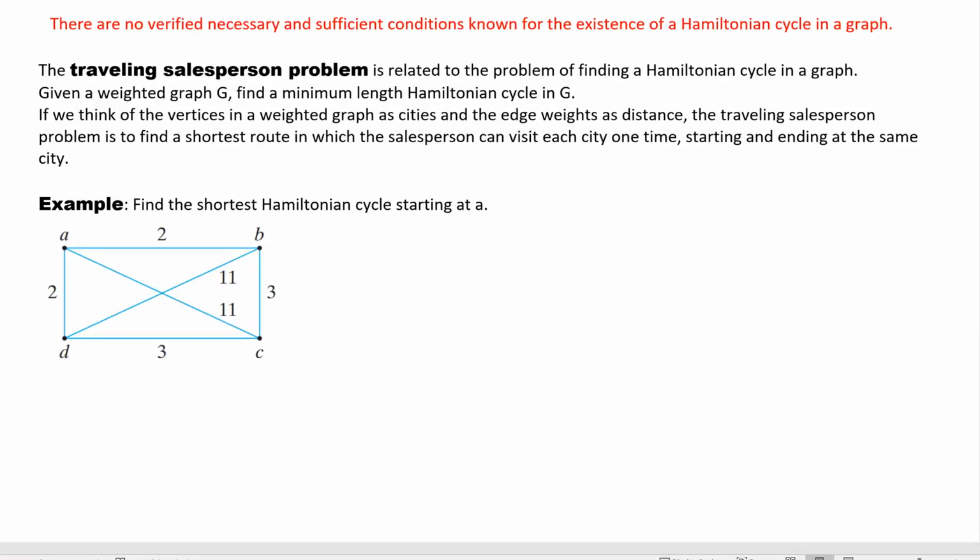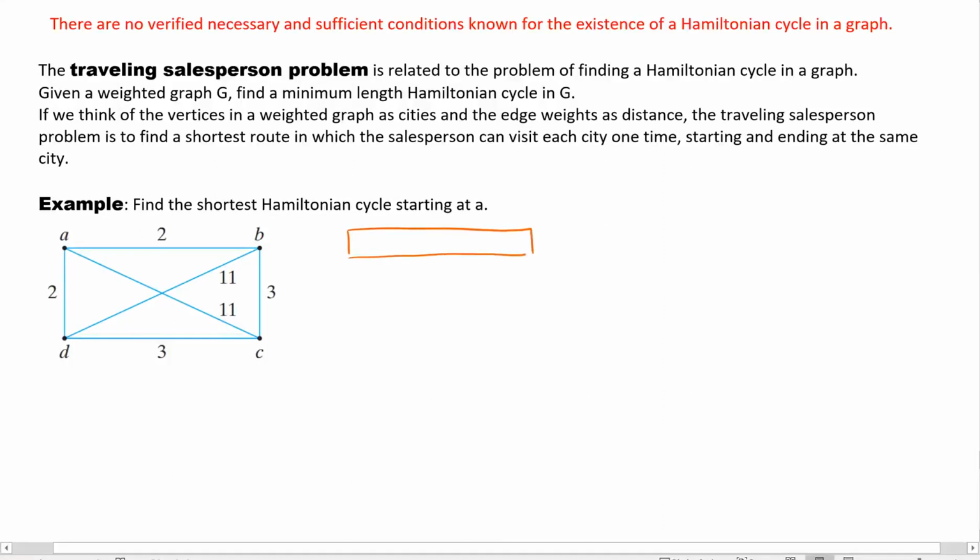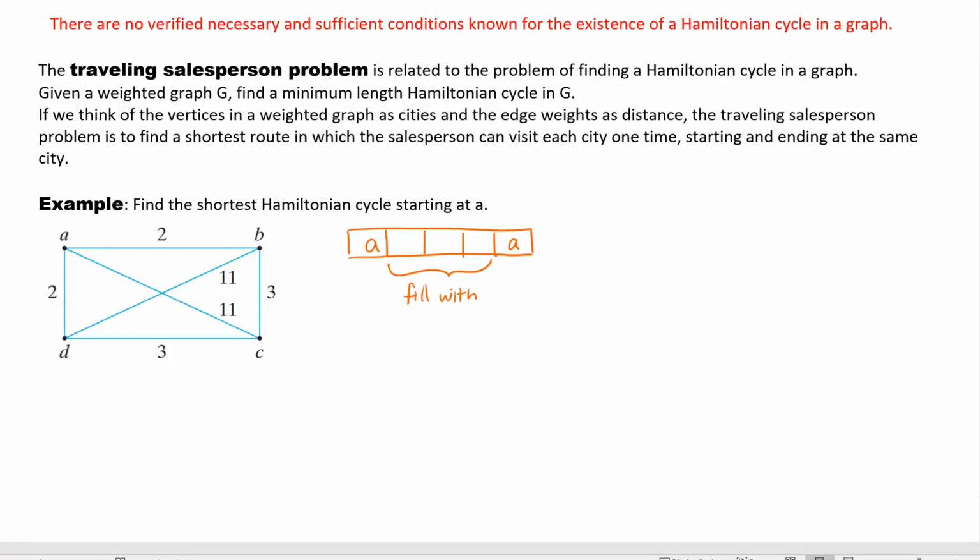Alright, so let's look at our first example. We want to find the shortest Hamiltonian cycle that starts at A. So here we have A, B, C, D. We have 4 vertices. So for a cycle, we start with A, and we end at A. In between, we have 3 boxes we want to fill with B, C, D. The first box, we have 3 choices. Second box, 2 choices. And then the last, 1 choice. So this is 3 factorial, which is 6. So we have 6 possibilities.